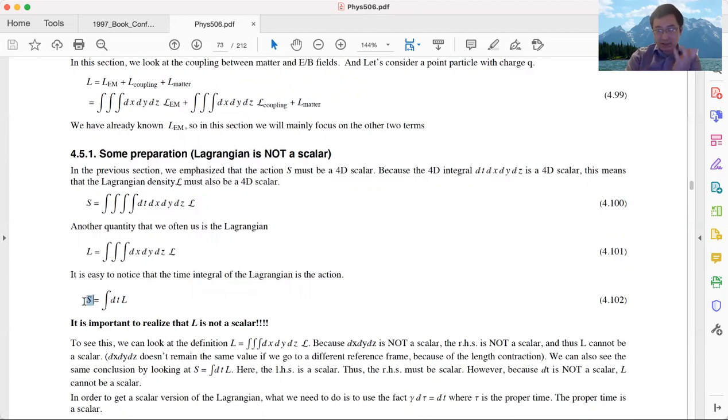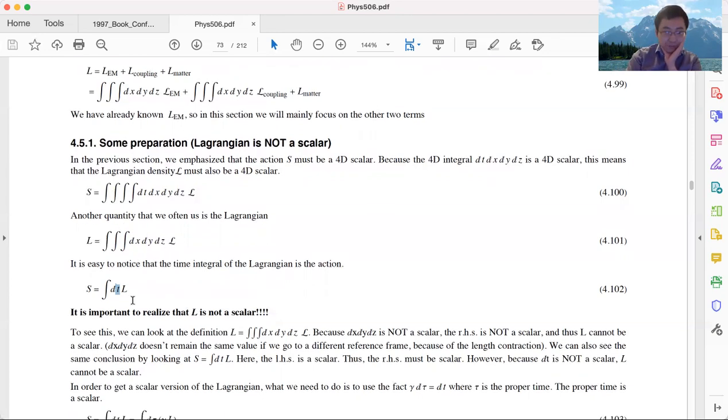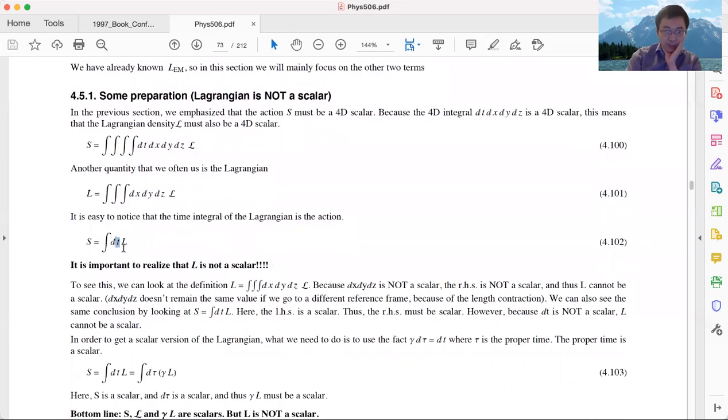This left side is a scalar, so the right side must be a scalar. If the right side is a scalar, then we know that dt times L should stay invariant. But dt is not invariant under Lorentz boost. So L cannot be invariant either. So this is another way to understand that Lagrangian is not a scalar. Lagrangian density is, action is, but the Lagrangian is not a scalar. Anyway, the bottom line is Lagrangian L is not a scalar.